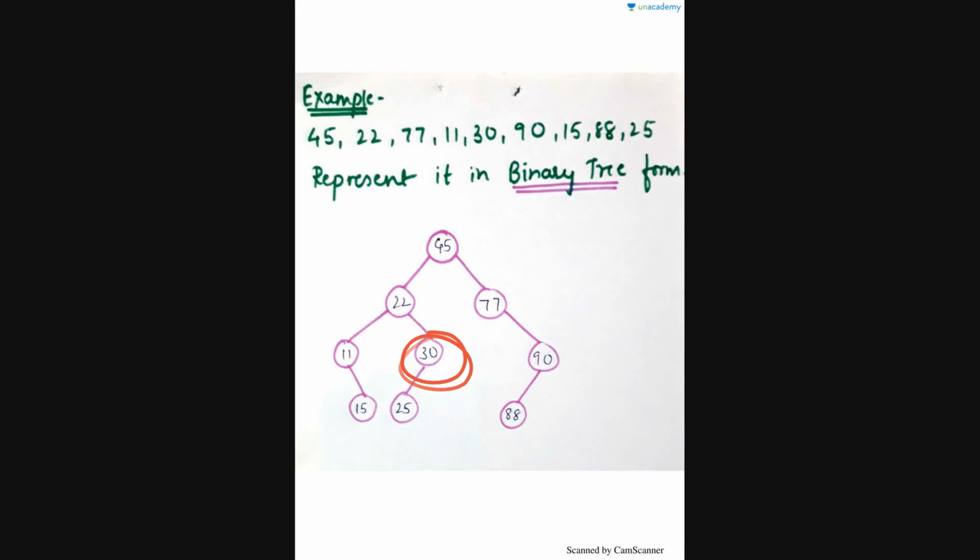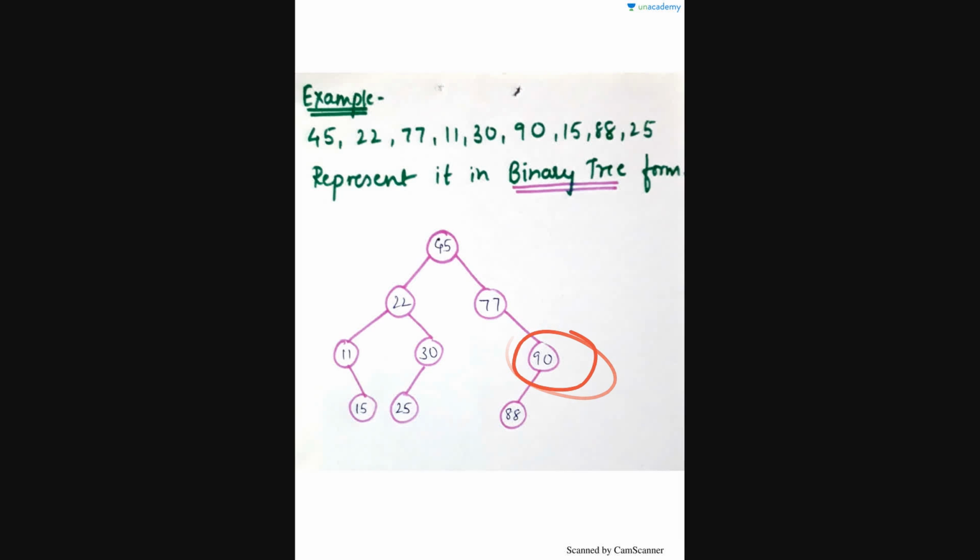Now we'll go for the next element, that is 90. 90 is greater than 45. So after 45 what element is placed? 77. So now we'll consider this as the node. Then 77 is smaller than 90, and 90 is greater than 45 and 77. So it has to be placed on the right hand side, and again on the right hand side of the 77 node.